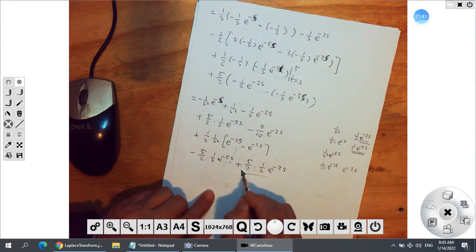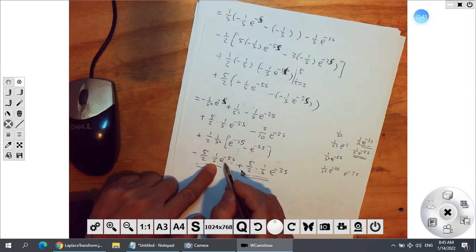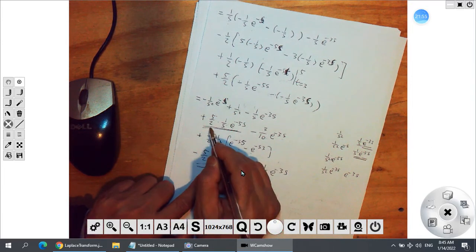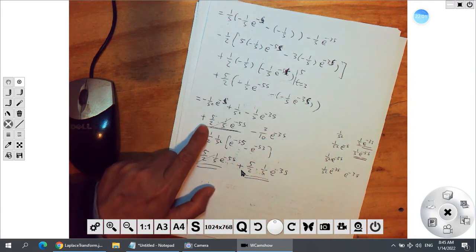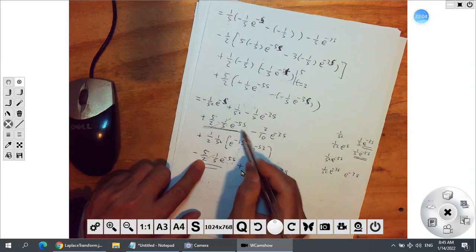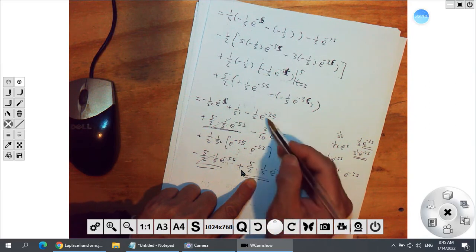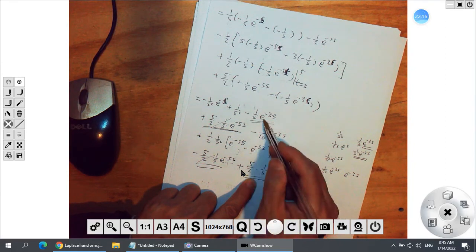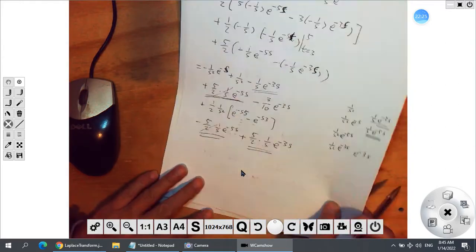So these two terms are the same, so we can merge them together, or they cancel. You see, the negative 5s terms, these two cancel. And this one is 1 over s, these two cannot cancel, but can merge together. It's a minus 1, so this is 5 over 2, I get 3 over 2, right, 3 over 2.